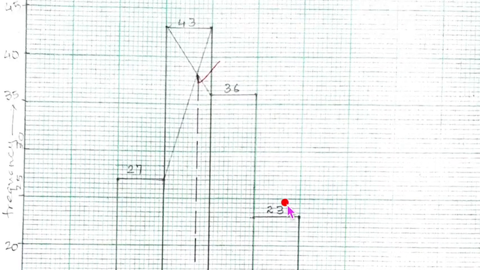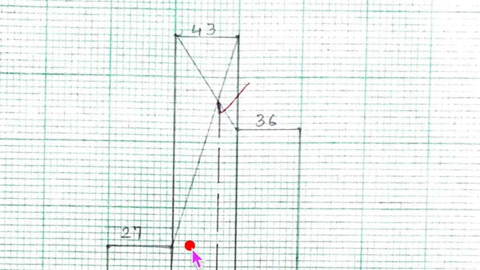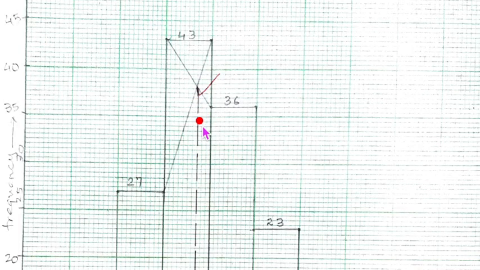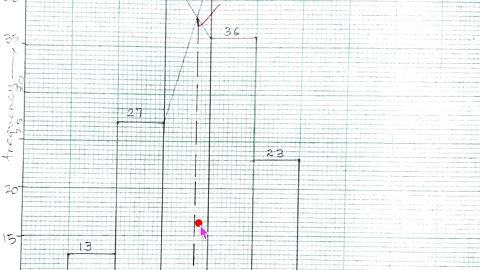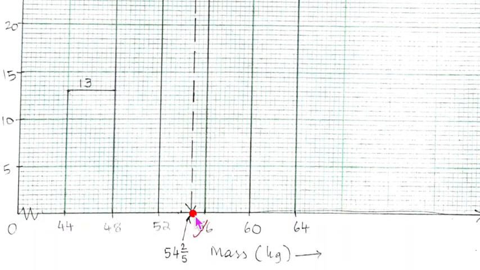Now for the histogram, to use it for the mode, we have to take this corner and this corner, like this we join it, and this we join. And where they intersect, it is like so. Can you see where it is going? Right, meeting x-axis here. Can you see that?